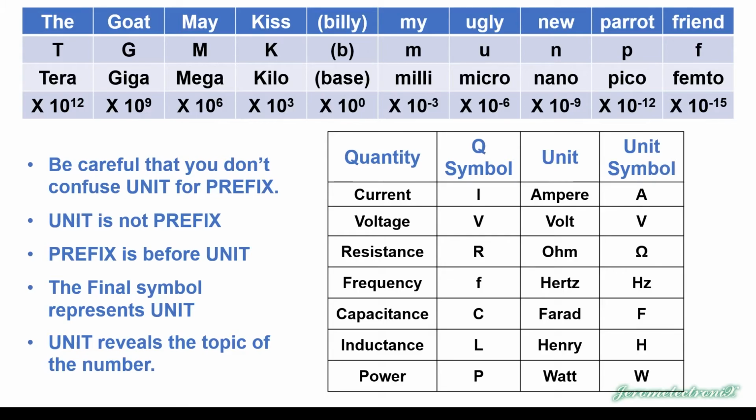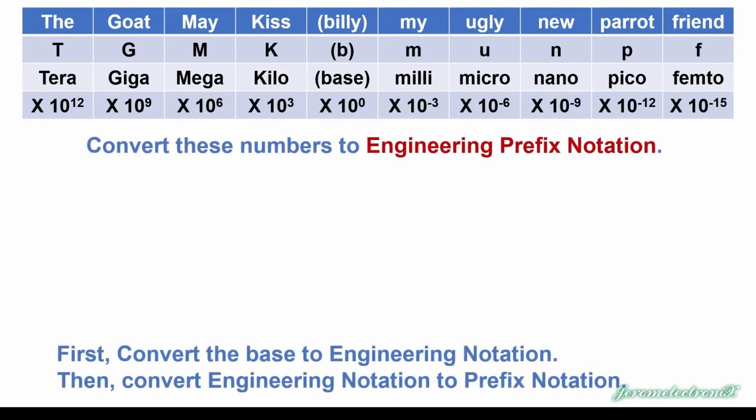So the whole point here is not only am I introducing a lot of the units, but you need to realize that units are not prefixes. You need to make sure you don't confuse the prefixes with the units. And how do you know? Well, prefixes will be listed if they're not a base number, but they won't be the last symbol. The last symbol is always the units. So hopefully you understand that.